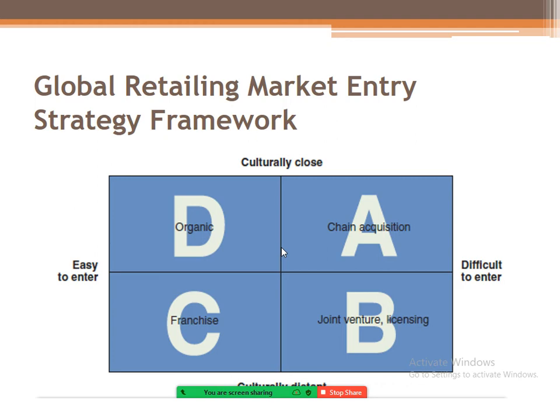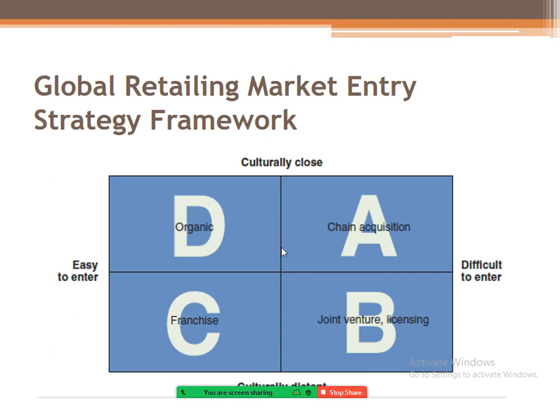Rather, it acquired the upscale private-label American retailer Brooks Brothers in 1988 for $750 million. Executives at Brooks Brothers spent most of the 1990s trying to expand the brand's customer base, and recent results have been promising. Now, last is quadrant B, which is joint venture and licensing.